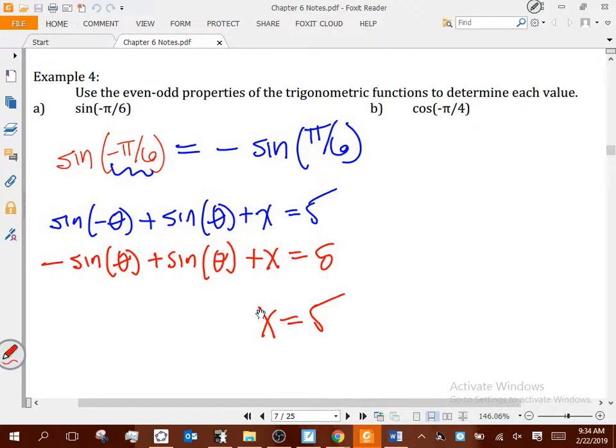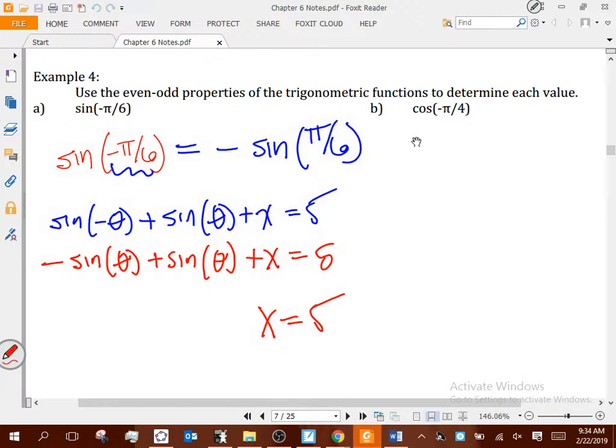Okay? Now, a lot of times, guys, those identities, if I'm talking about the even-odd ones, sometimes they're called your negative properties. In regards to the identities that we use, they're probably least used, but they do show up occasionally. And so it's important to be able to recognize them.